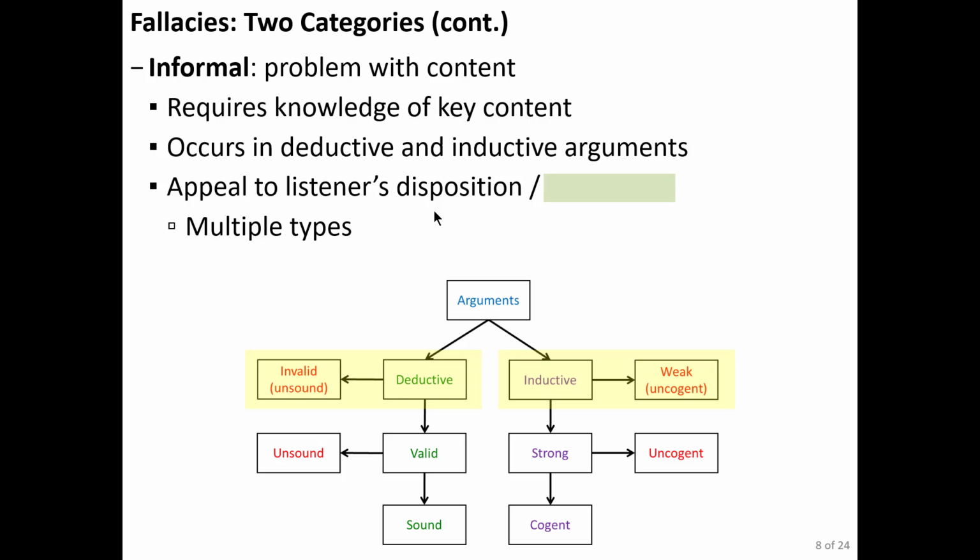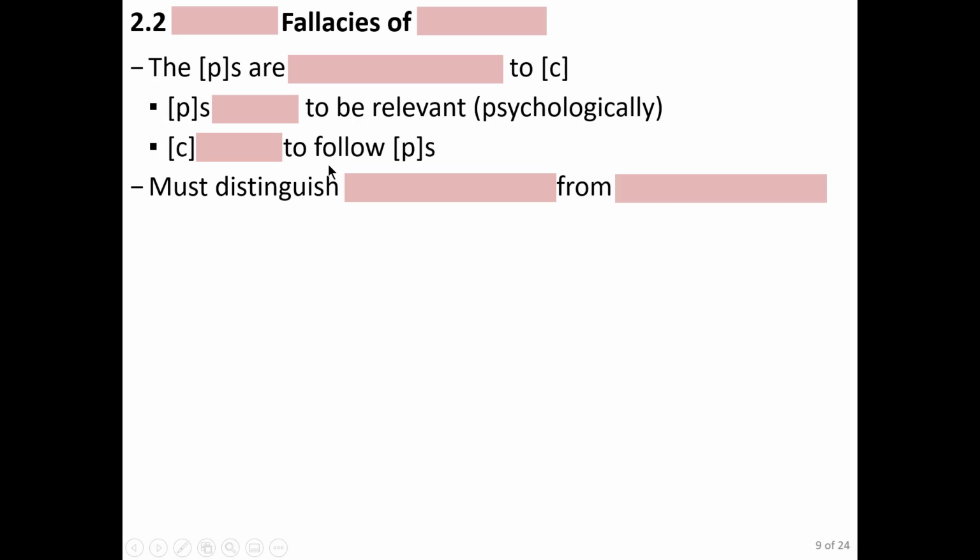And the idea here, keep in mind, is you're trying to train your mind on how to think and read critically. That's the whole goal behind this. The idea behind informal fallacies is trying to appeal to the listener's disposition or prejudices, and there's multiple types there. So you often don't even know you're being fooled when these informal fallacies come into play.